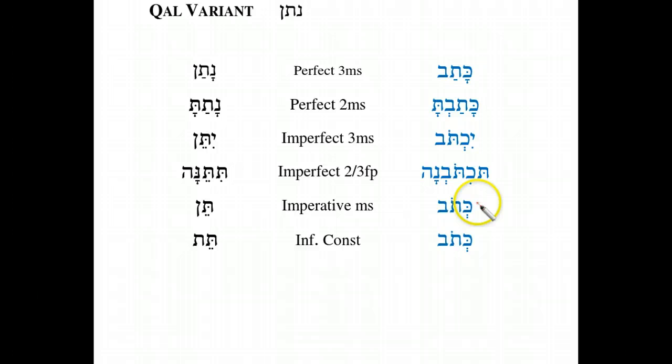And you've noticed that even though we have a degree of morphological neutralization, in this case with ktov, the imperative and the infinitive construct, with the imperative and infinitive construct in the weak nun tav nun, we actually have a difference in the two forms.